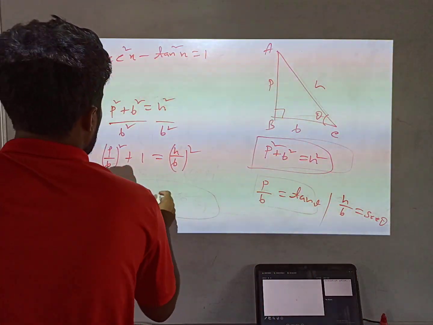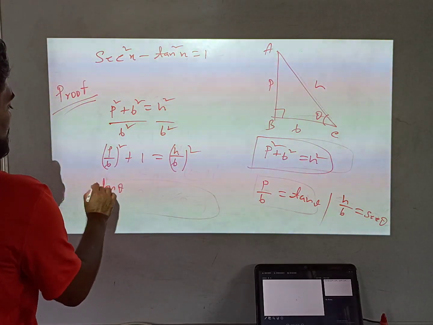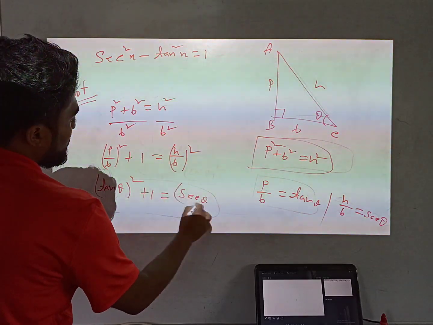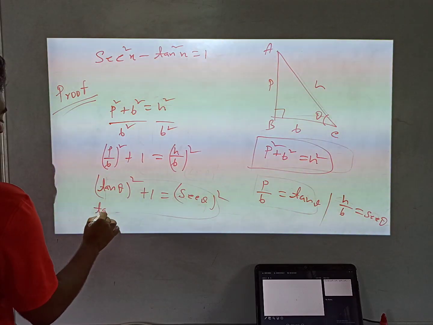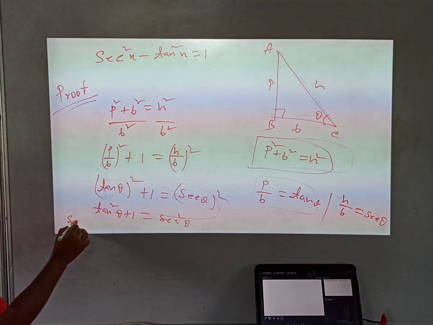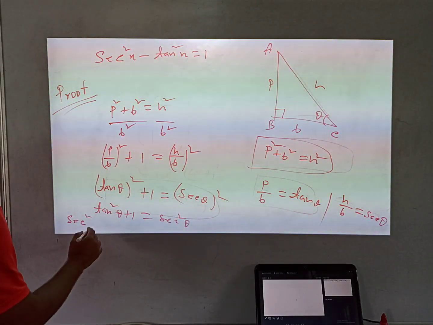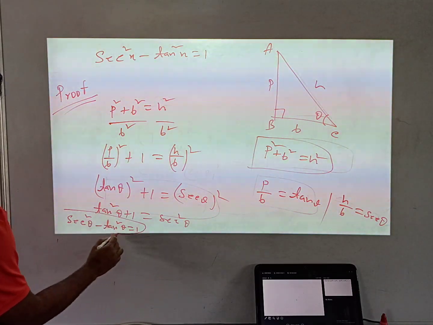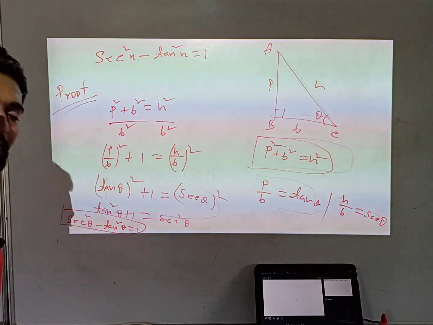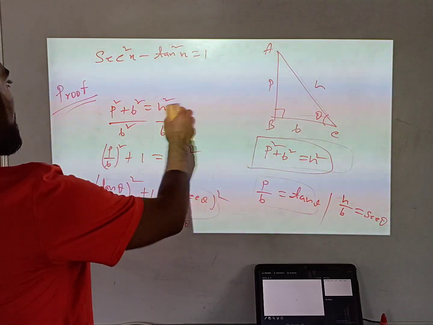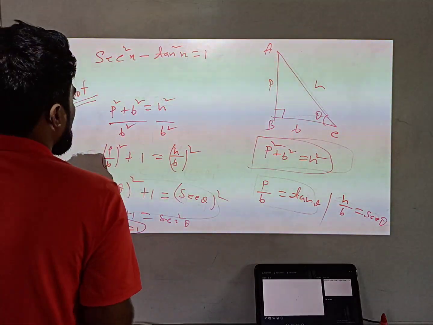Got it? So in place of p by b you write (tan theta) whole square plus 1, and h by b, that is (sec theta) whole square. So finally what do I get? Tan square theta plus 1 is sec square theta, or finally if I take it to that side, sec square theta minus tan square theta equals to 1. Got it? This is the proof. Are you getting a point? Now the third one. Quickly, we'll pause the video, note it down. Okay, third one I will prove.